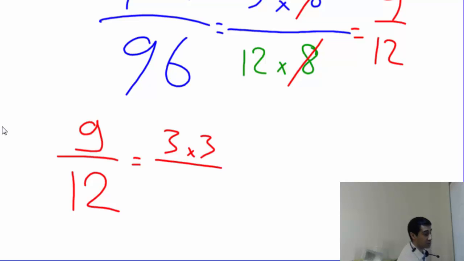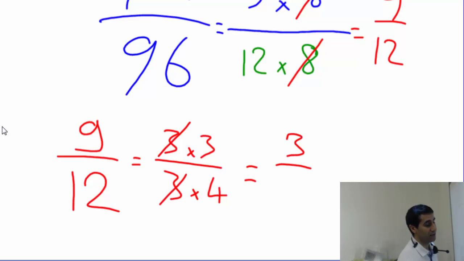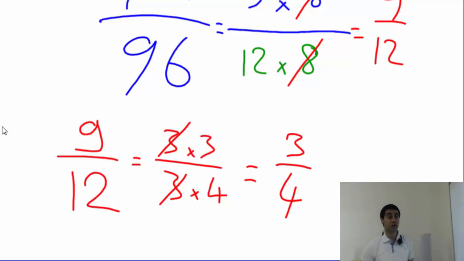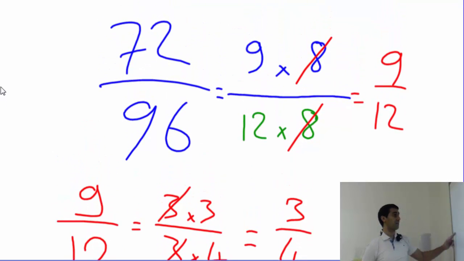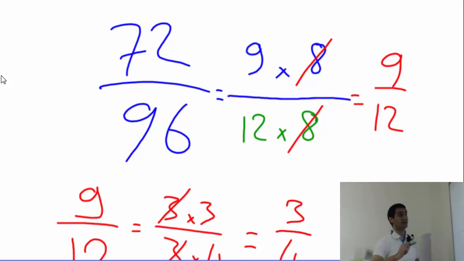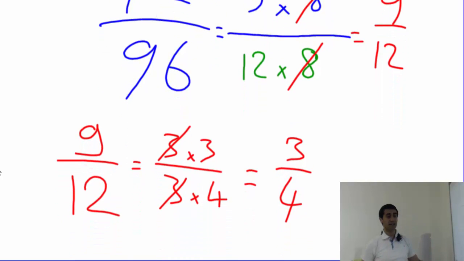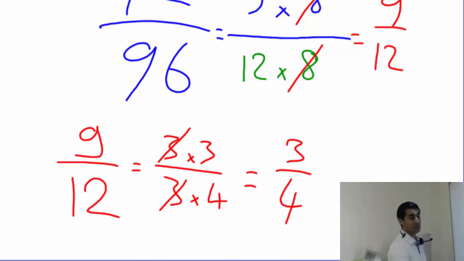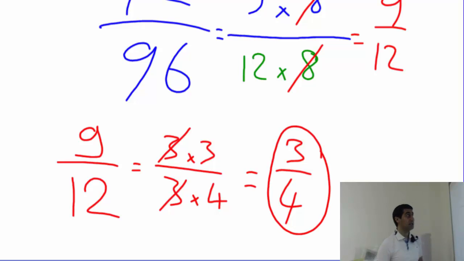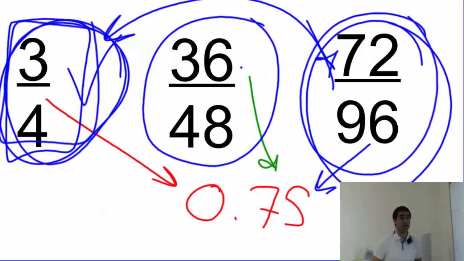So, is it possible to see 3 times what gives us 12? That is 4. Yes, I can get rid of the 3s. I'm going to end up with 3 divided by 4 only. So, I just simplified a big number, 72 divided by 96, and that's equal to 3 divided by 4. Now, let's look at the other one, 36 divided by 48.